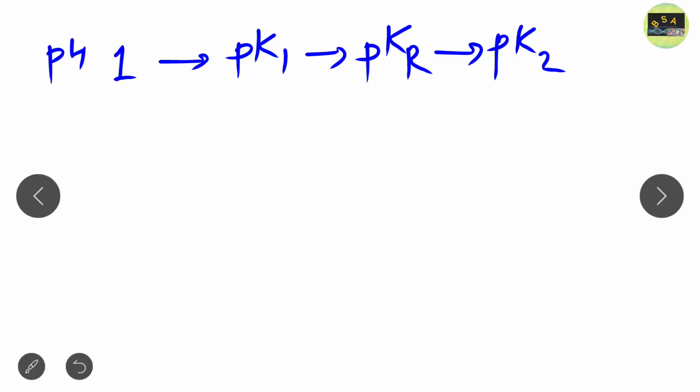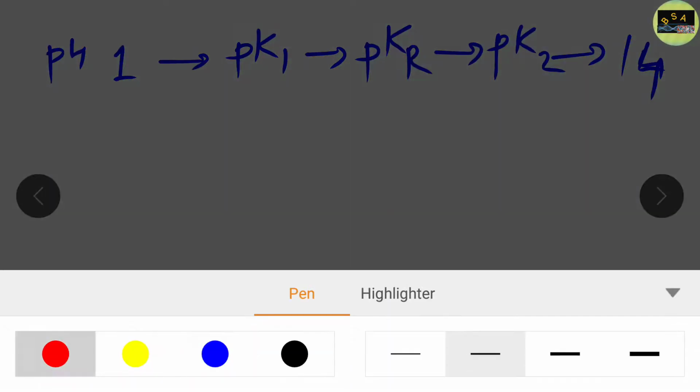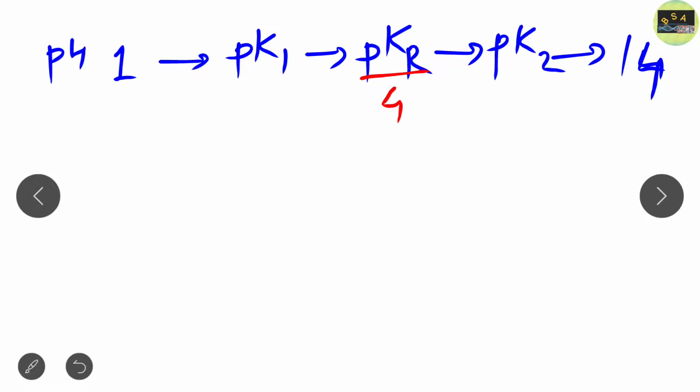That's why: pH 1, then pK1 at 2, then the pKr value for glutamic acid is 4, then the pK2 value is 9, which comes later, and then pH 14. In this way we have to calculate. First pH 1, then pK1, then pKr, then pK2, then 14. We arrange all these according to pH. Clear? You have to arrange according to pH. We all know that for glutamic acid the pKr value is 4, the pK2 value is 9, the pK1 value is 2, and this is pH 1, this is pH 14. Clear?